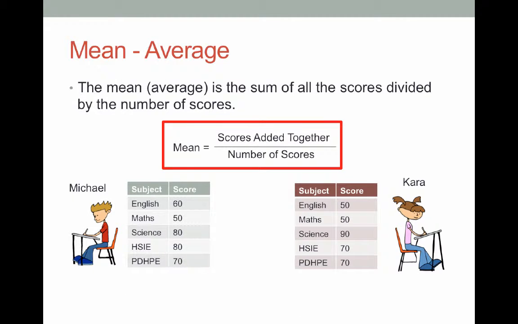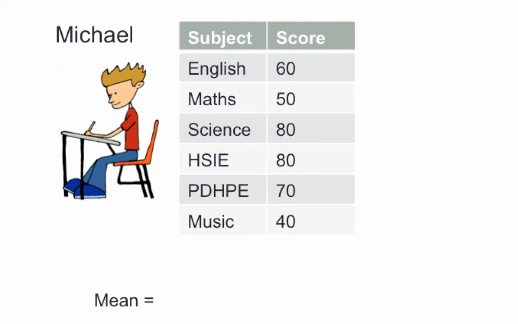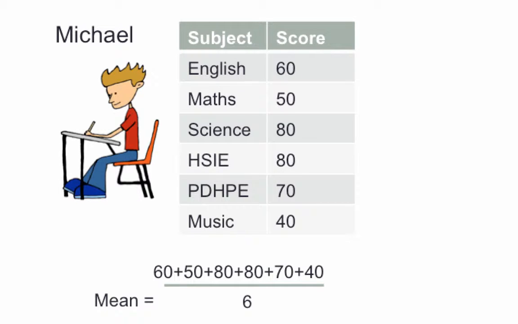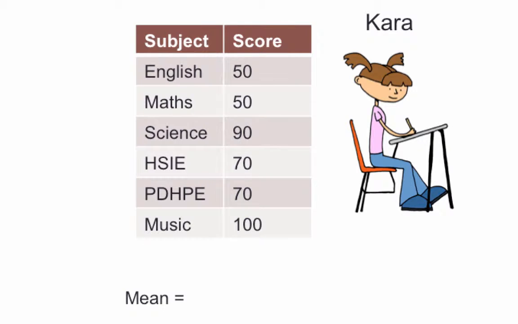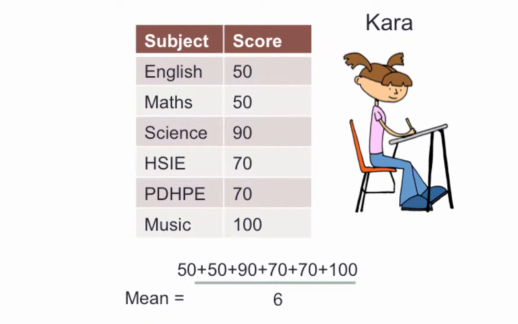Let's take a look at adding music. Michael did particularly poorly. He got 40 for his music mark, whereas Kara did very well and got 100. Let's see what a small score and a large score does to the mean. So with Michael's scores, we would add up all his subject marks and then divide by 6 because we now have 6 subjects. His mean is 63. For Kara, when we add up all her scores and divide by 6, we now get a much higher mean or much higher average of 72.